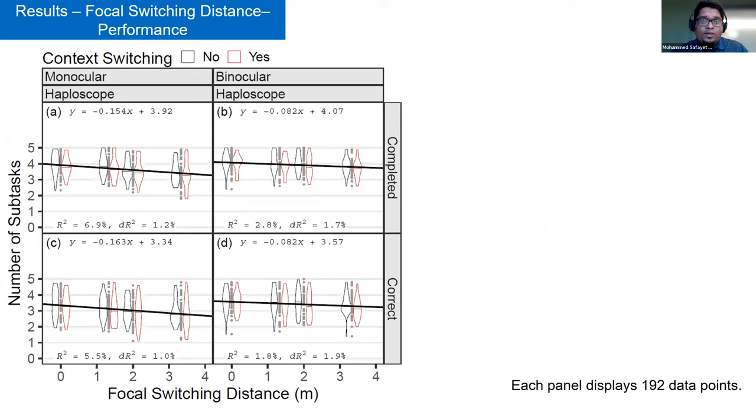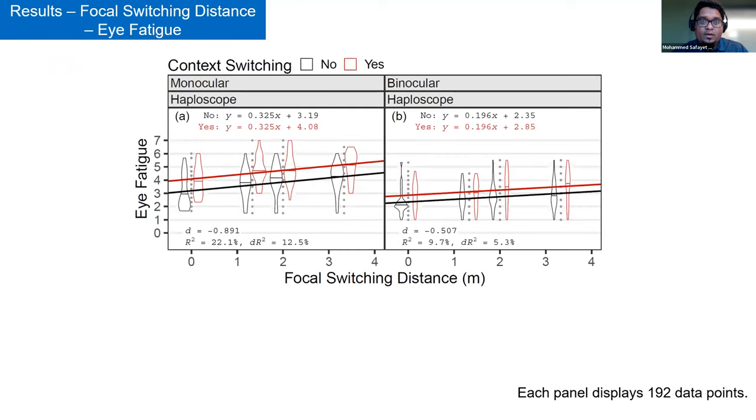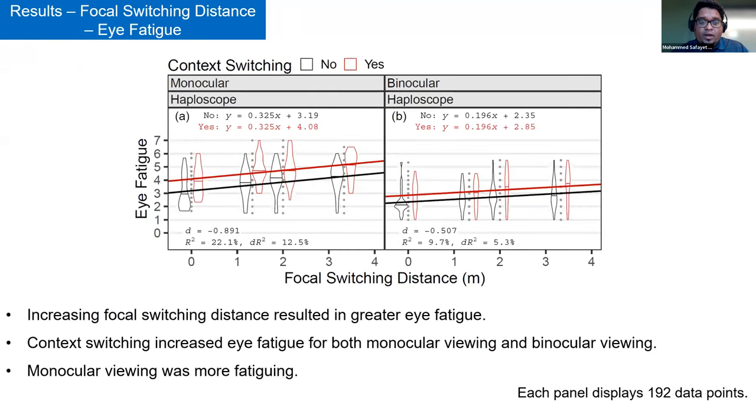Here are the results of focal switching distance. If you look at the x-axis, you can see the different amounts of focal switching distance. What we found is that as the amount of focal switching distance increased, participant performance decreased, and monocular viewing decreased performance more than binocular viewing, and we didn't find a context switching effect in the focal switching distance analysis. In terms of eye fatigue, we found that increasing focal switching distance resulted in greater eye fatigue, and context switching did increase eye fatigue in both monocular and binocular viewing.